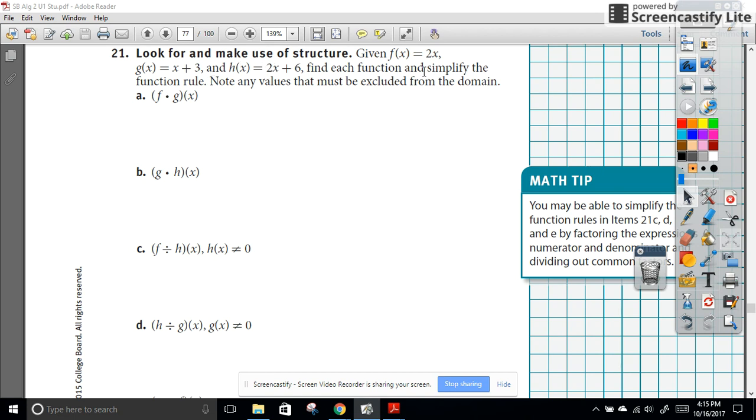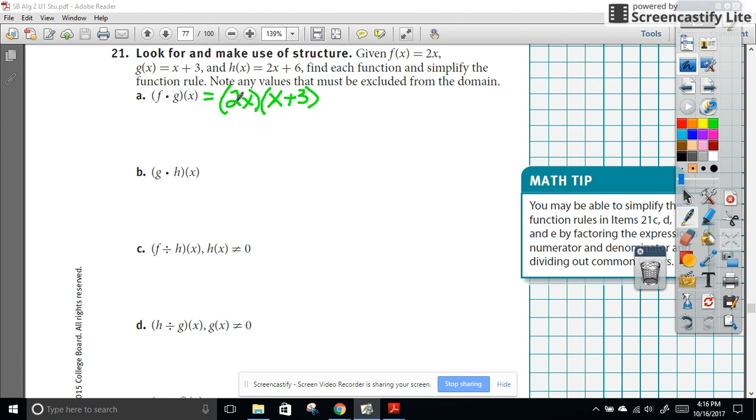Okay, so very similar to what we did before, except this time they're telling us this symbol right here is the multiplication symbol. They want us to multiply. So we're going to take the two problems and multiply them together. We're going to take the f function, which is 2x, and multiply it by the g function, which is x plus 3. We're going to do exactly what it says to do, and multiply.